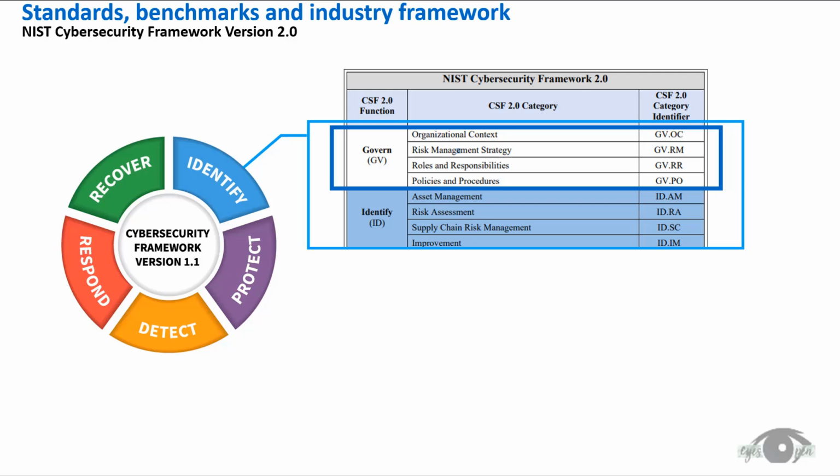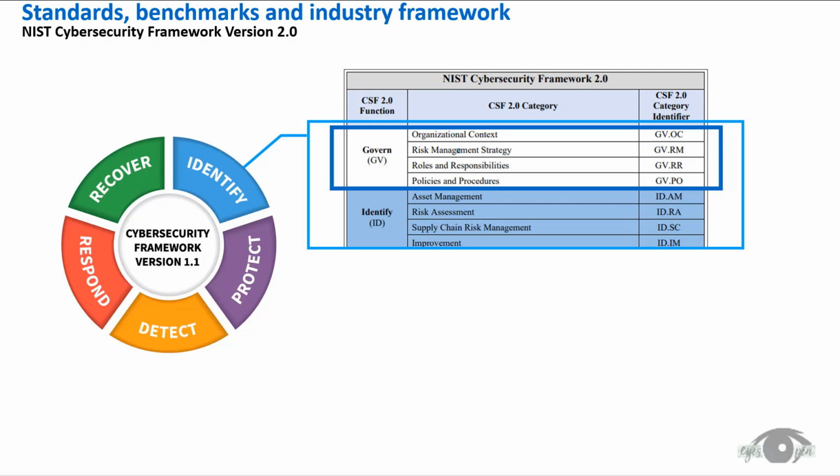Risk Assessment, id.ra. The organization understands the cybersecurity risk to organizational operations, including mission, functions, image or reputation, organizational assets and individuals. Supply chain risk management, id.sc. The organization's supply chain risks should be identified, assessed and managed in accordance with the organization's priorities, constraints, risk tolerances and assumptions. Improvement, id.im. Improvements to organizational cybersecurity risk management processes and activities should be identified.